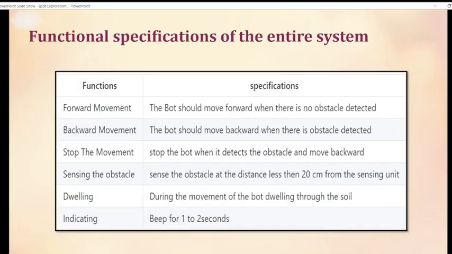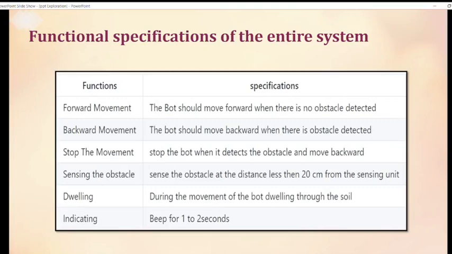Functional specification of the entire system. For a given function of the system, the specification for each is identified here. For forward movement, the bot should be able to move in a forward direction when there is no obstacle detected by the ultrasonic sensor. Overall, there are 6 DC motors in a given system. The 3 DC motors, which are diagonally opposite to each other, will be moving simultaneously, and the remaining 3 DC motors will be running with a delay of about 500 to 600 microseconds.